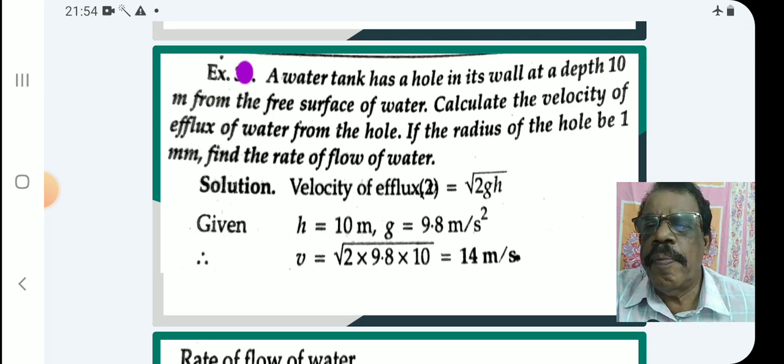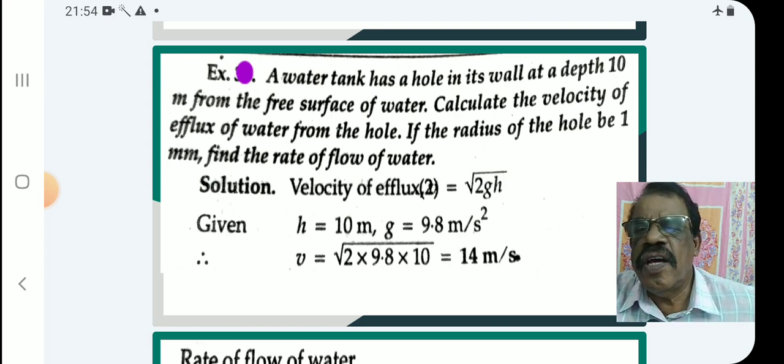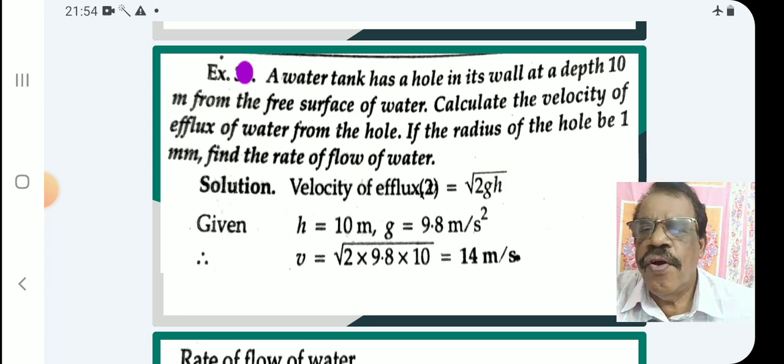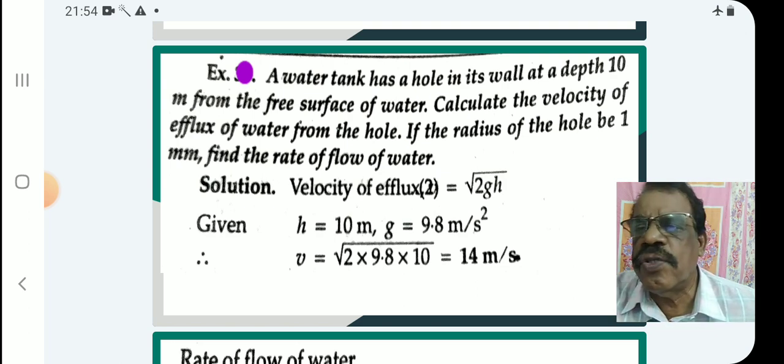Next problem. A water tank has a hole in its wall at a depth of 10 meter from the free surface of water. Calculate the velocity of efflux of water from the hole. If the radius of the hole is 1 millimeter, find the rate of flow of water.